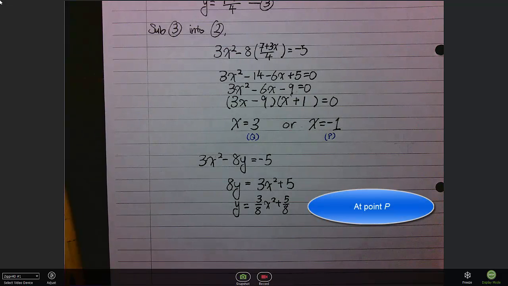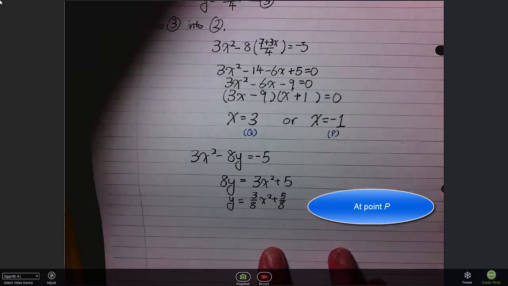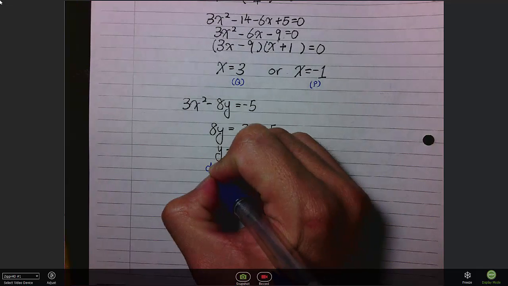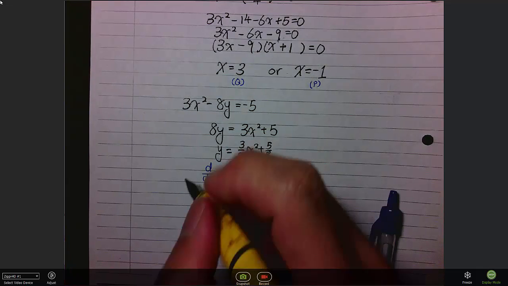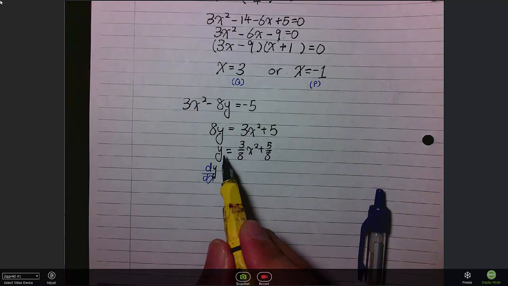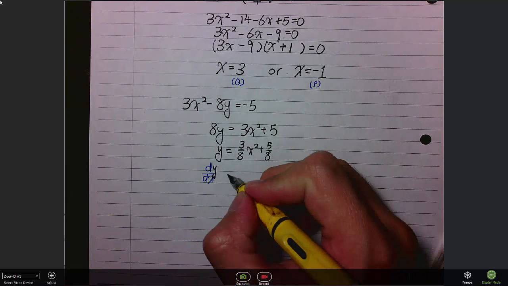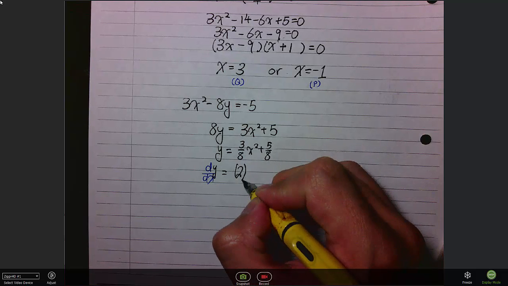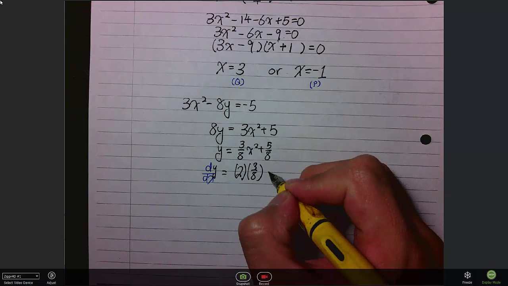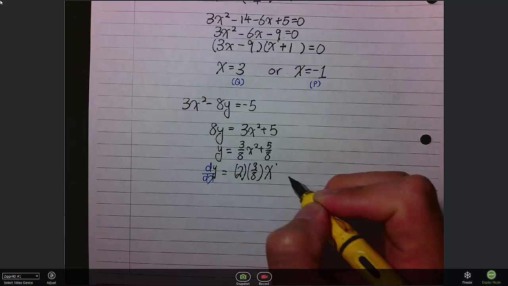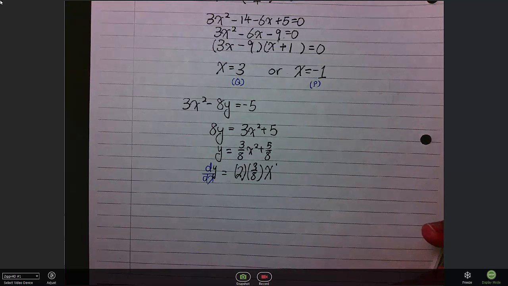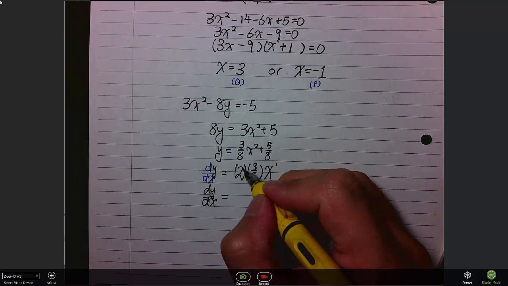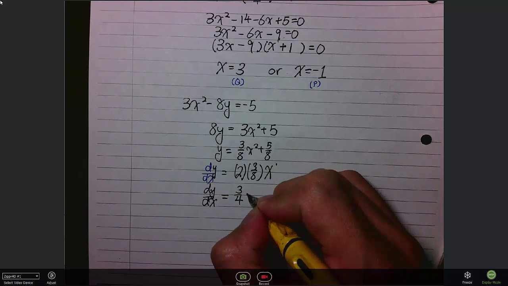Here is where we call upon our good friend the first derivative. Our first derivative will be, I will differentiate the function y with respect to x. First one I'll get 2 times 3 over 8 is 6 over 8. So I write down 2 times 3 over 8 x squared, the square minus 1 is x to the power of 1. A number, when you differentiate, becomes 0. So my gradient function is equal to 3/4 x.